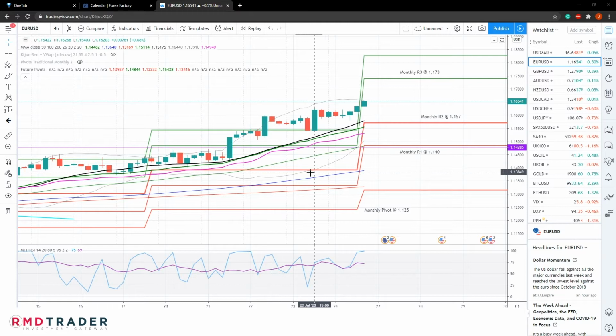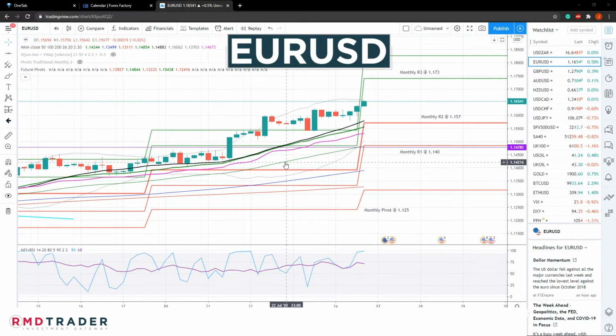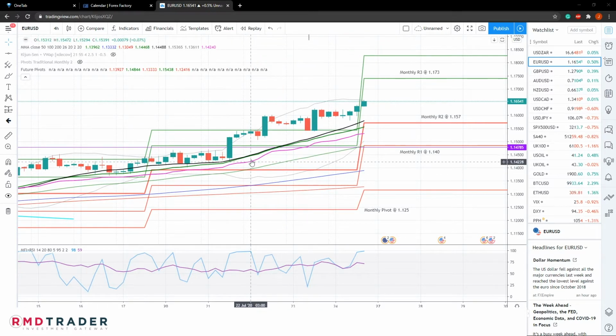Moving on now to EURUSD. The EURUSD saw a lot of bullish price action last week, with our target as set at 1.55 being breached, price coming back to retest this area.